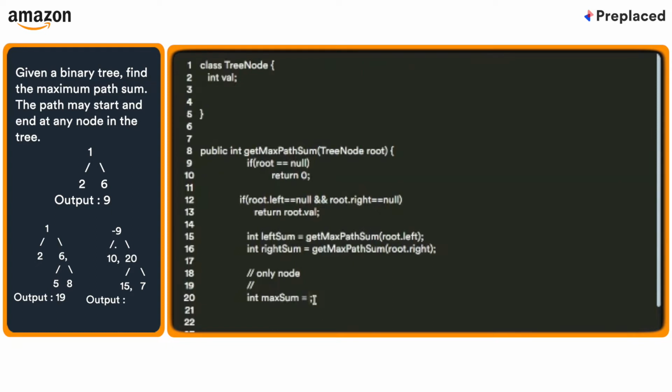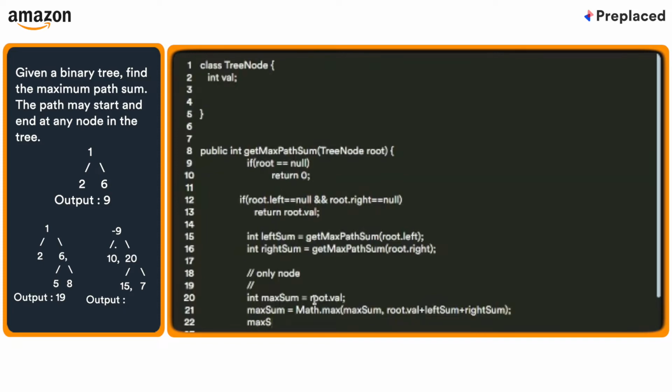Okay, then what I will do is I'll say root dot val, and assume this is the max sum. Now I have to evaluate this only, and this with this plus left plus right. So max sum is equal to math dot max of the existing max sum, which is root value, with root plus left sum plus right sum. That could be one evaluation.